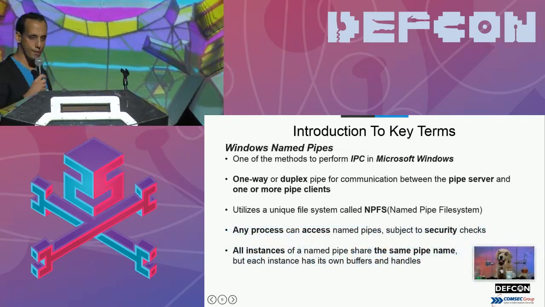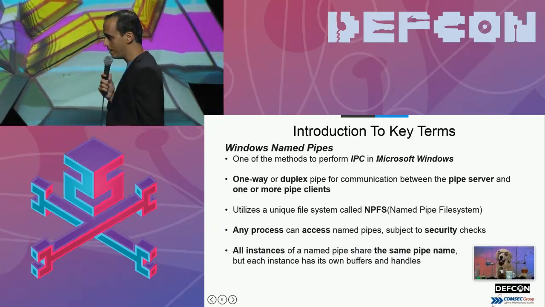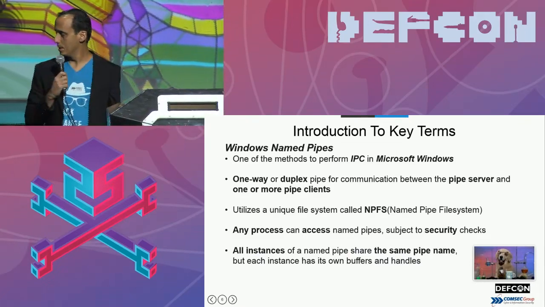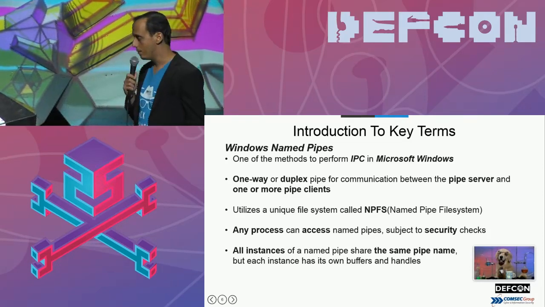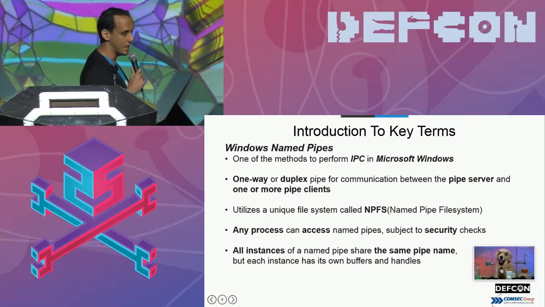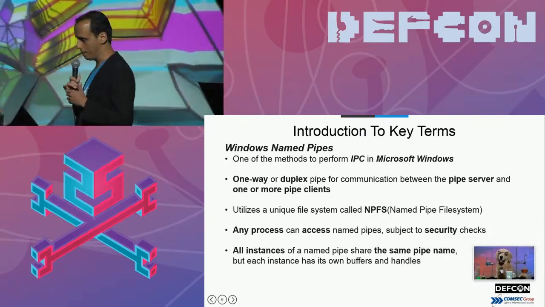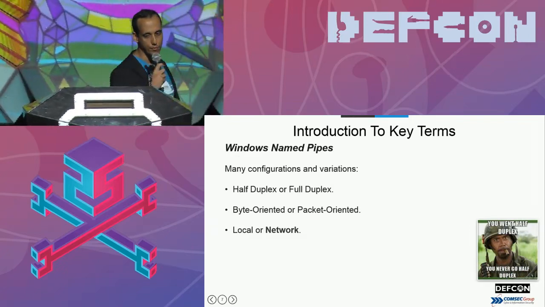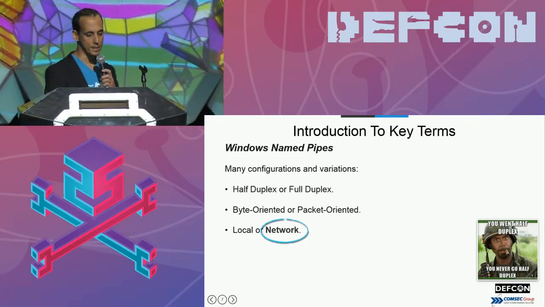So, Windows named pipes is one of the methods to perform inter-process communication in Windows. It can either be half duplex, one-way, or two-way, full duplex, and it utilizes a unique file system that is called NPFS, Named Pipe File System. It can be accessed by any process in your local operating system, subject to security checks, which is obviously ACLs. All instances of the same named pipe, a connection to a named pipe is called an instance, have the same name. If you have a named pipe called Gil, then everyone who talks to this named pipe will create an instance with the same name. There are many configurations and variants of named pipes: half duplex or full duplex, byte-oriented or packet-oriented, local or network. And this is what people miss.